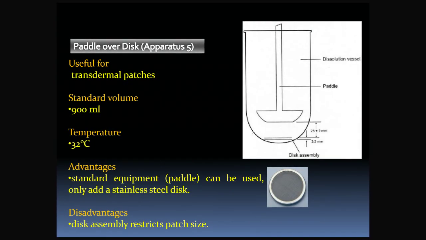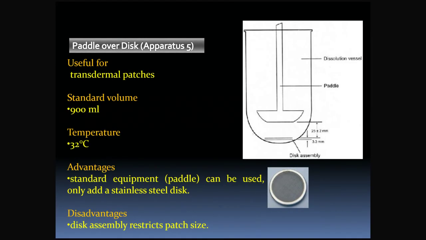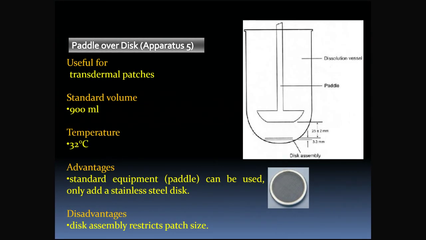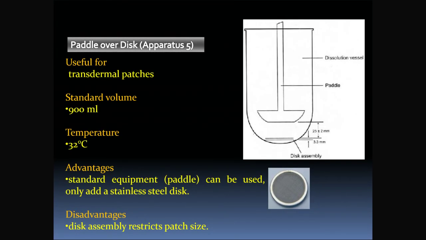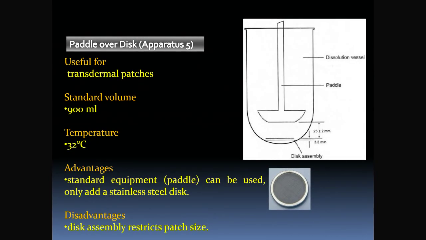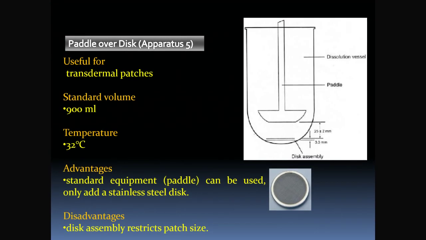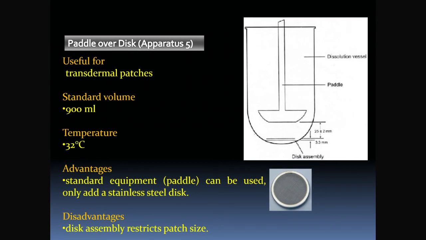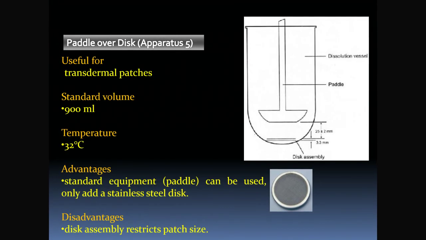We lower the operational temperature to precisely 32 degrees Celsius to mimic the cooler physiological environment of the human skin surface, rather than the core body temperature used for oral dosage forms. Notice the critical geometric constraint in the diagram. A fixed distance of 25 plus or minus 2 millimeters between the paddle blade and the disc assembly is maintained to ensure a uniform and reproducible fluid shear across the release surface.